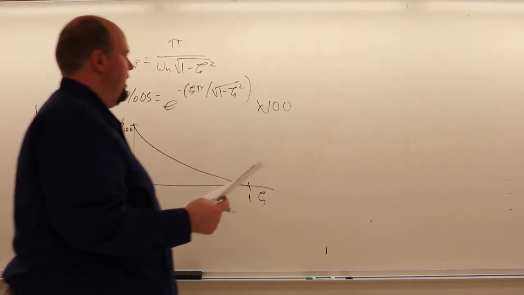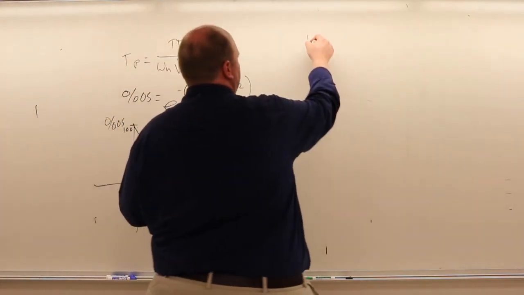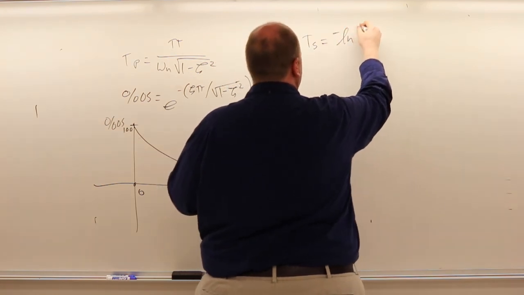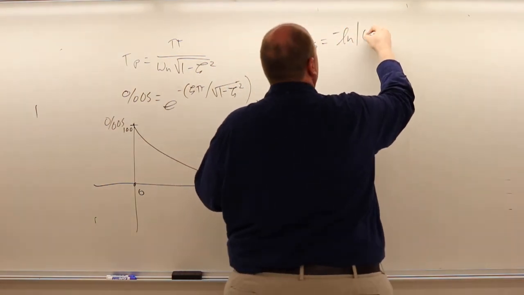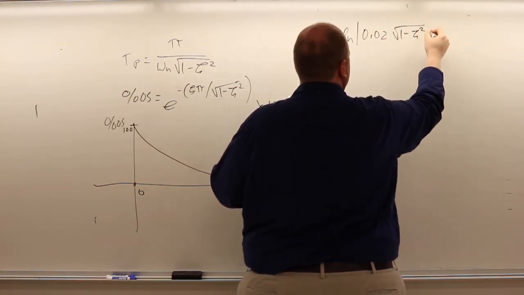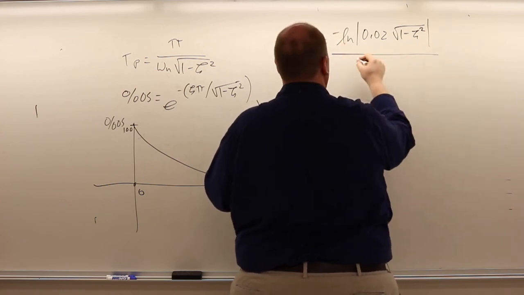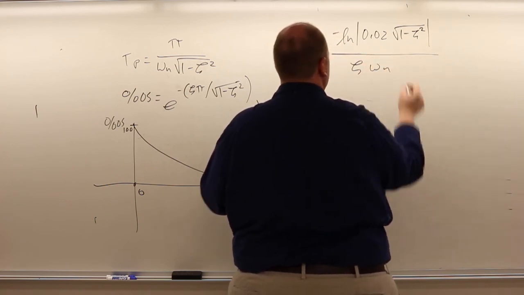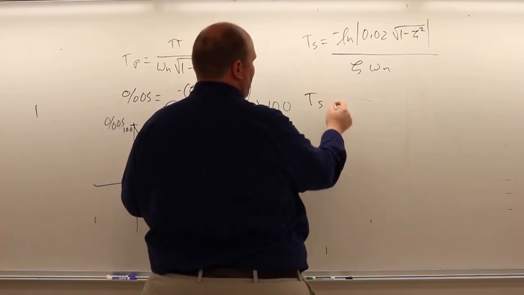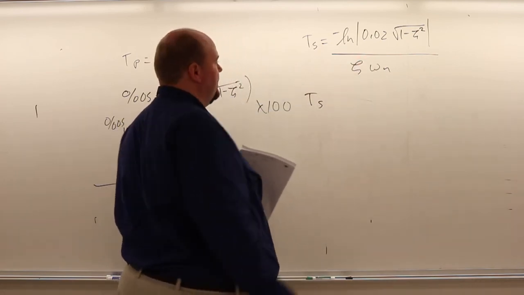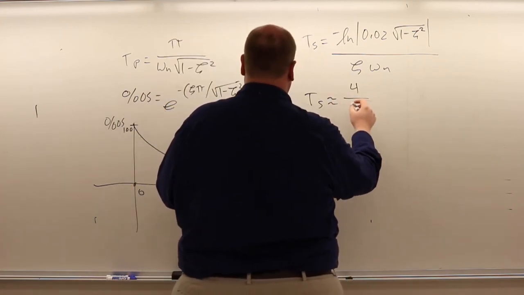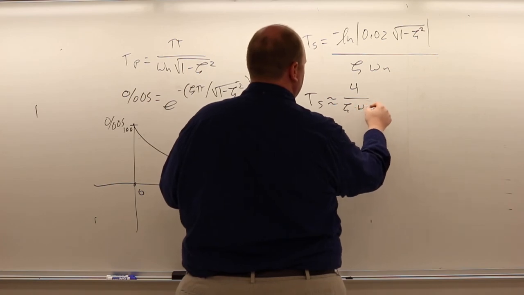Now, what's our settling time? Settling time is negative natural log of 0.02 times the square root of 1 minus damping ratio squared, divided by the damping ratio times the natural frequency. And if we don't like that, we can use an approximation to say settling time is about equal to 4 over the damping ratio times the natural frequency.